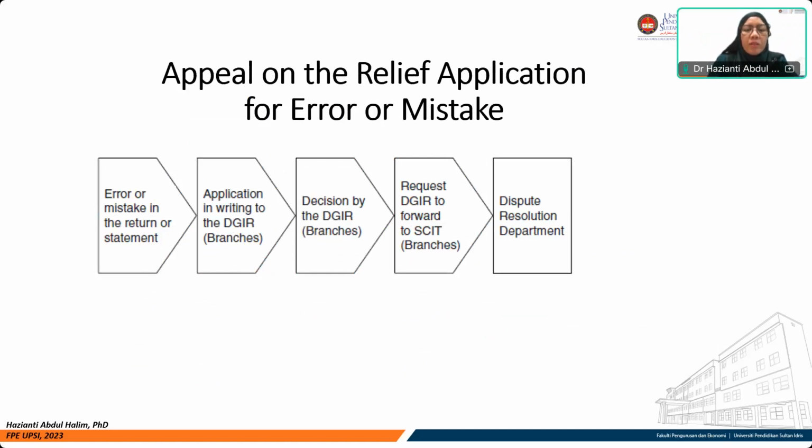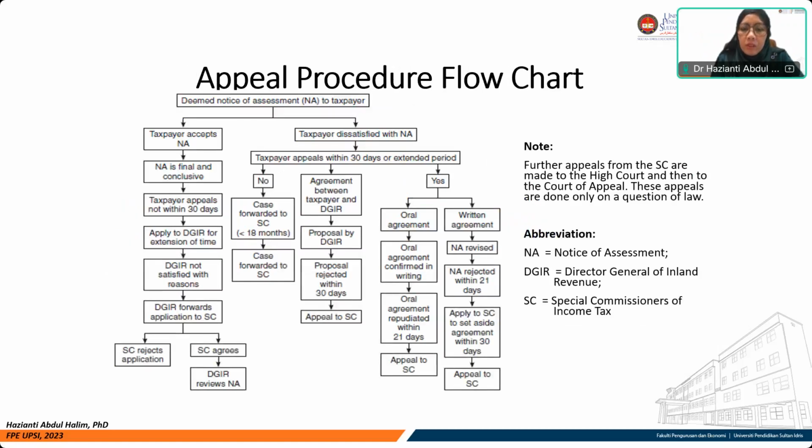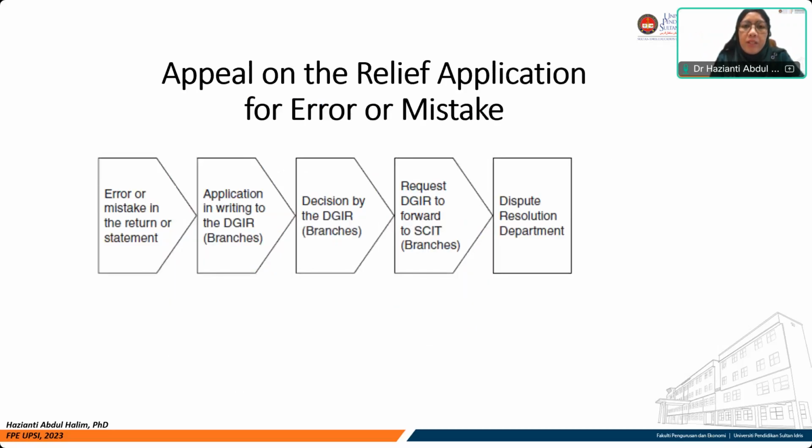And what about appeals for error or mistake? If, let's say, a taxpayer makes a mistake in the return or in the assessment or in the statement, they have to apply in writing to the DG, fill up the form and request to forward to branches. And if there is any dispute, we will go through the dispute resolution department. So there is also opportunity to apply for appeal for any error or mistake.